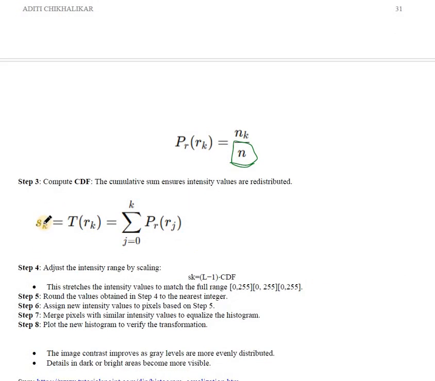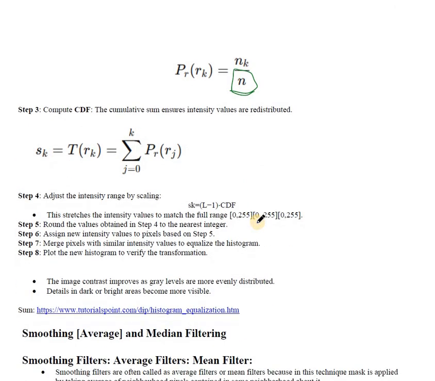Then you calculate SK, that is the summation of PR of Rj, where j goes from 0 to K. So you calculate the cumulative density function. Then you scale the intensity range. How do I scale the intensity range? The formula is L minus 1 into CDF.